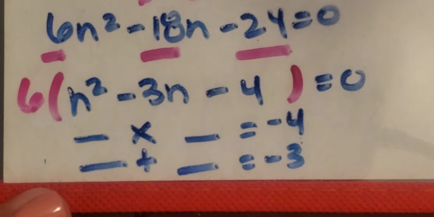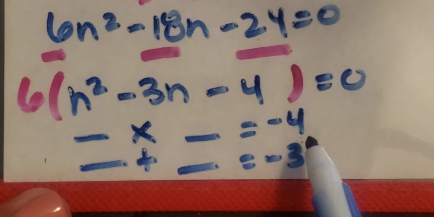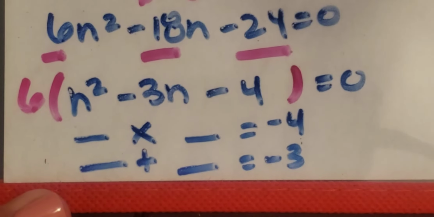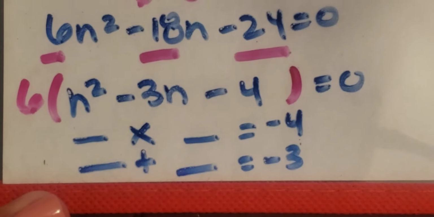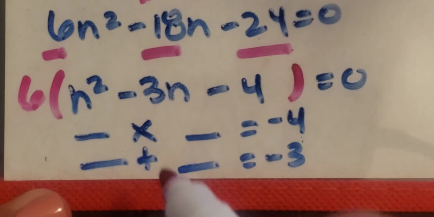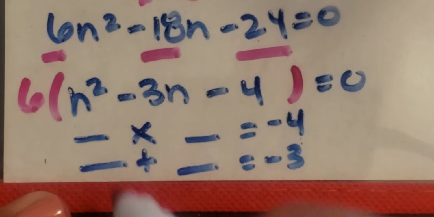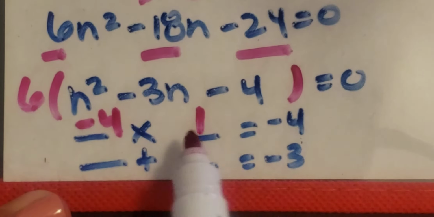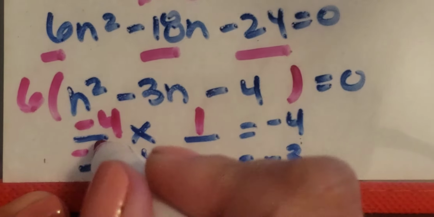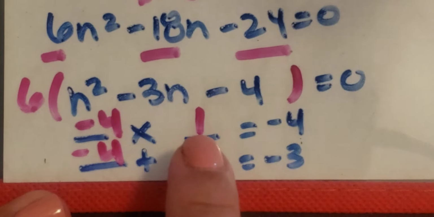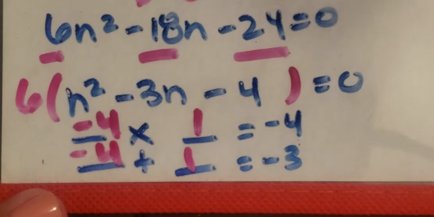Okay? So which two numbers multiply and end with the negative, and add and end with the negative? Can you think of what those numbers are? Okay. All right, so hopefully you came up with -4 and 1. So -4 times 1 will give you -4, and -4 plus 1 will give you -3. Okay, so now that we have our factors, now we can write it out.